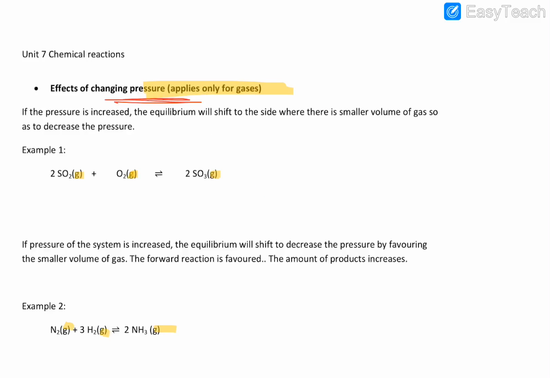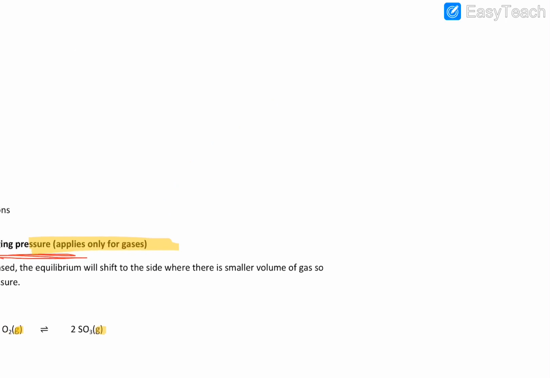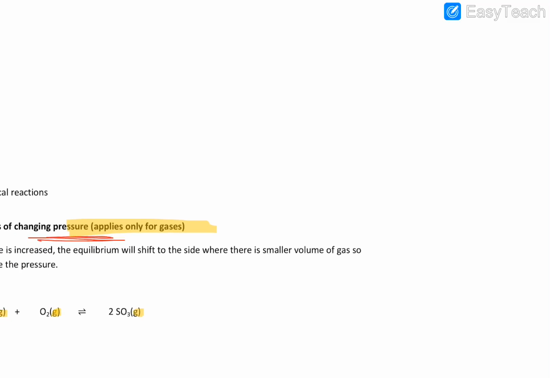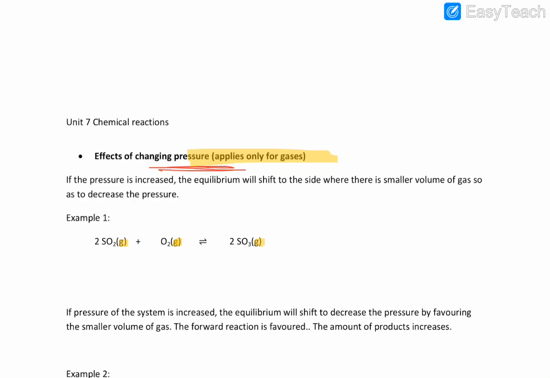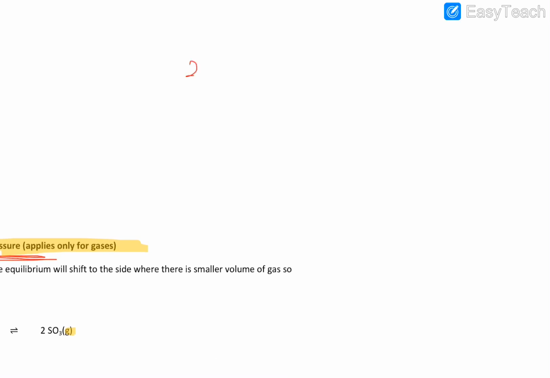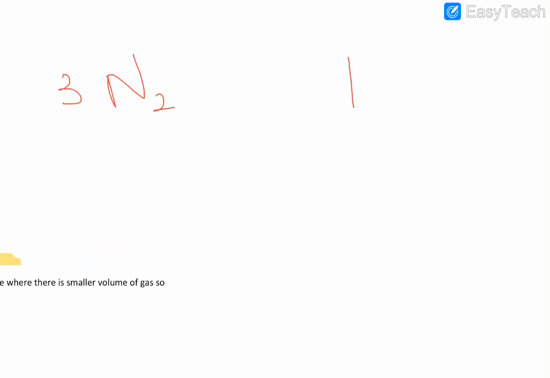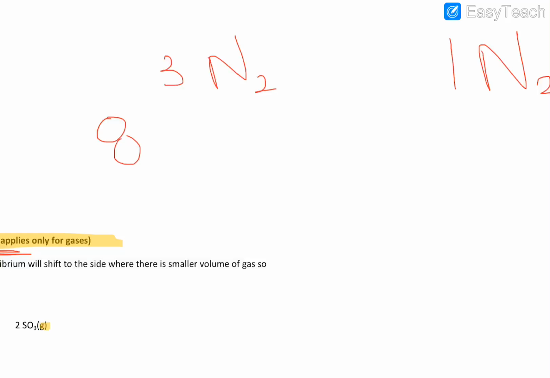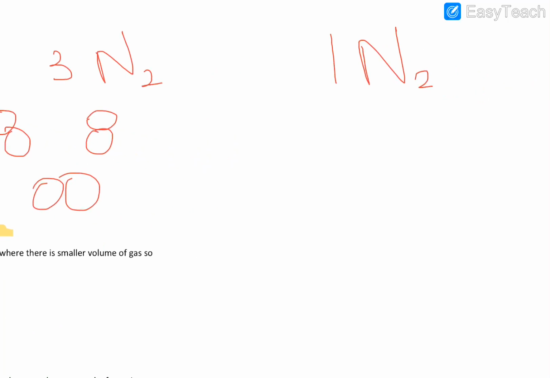Now, when we talk about pressure of a gas, the more moles of gas you have, the more pressure you have. So for example, let's not talk about moles. Let's say I have 3 particles of nitrogen gas, and then I have 1 particle of nitrogen gas. So nitrogen exists as diatomic N2. So 3 molecules of nitrogen, and then there's 1 molecule of nitrogen in that same container.